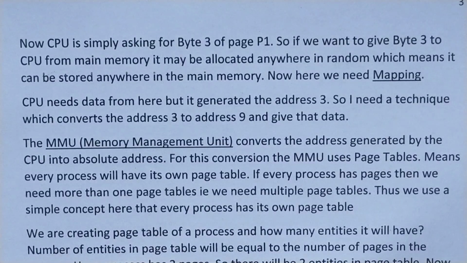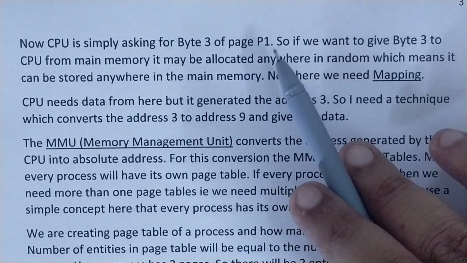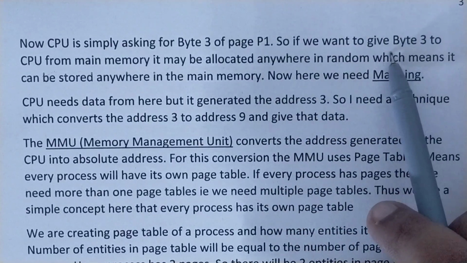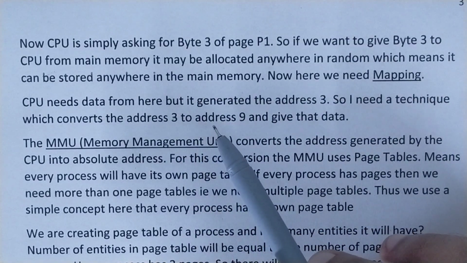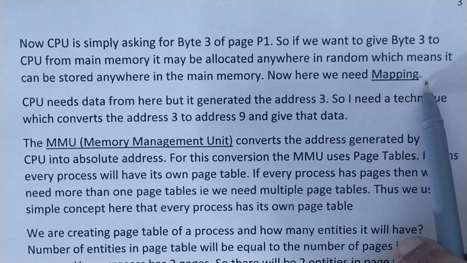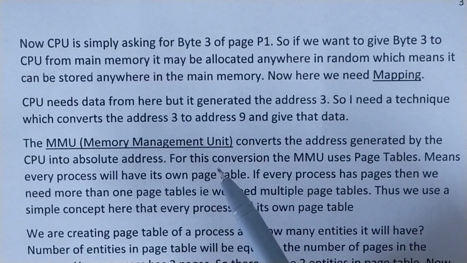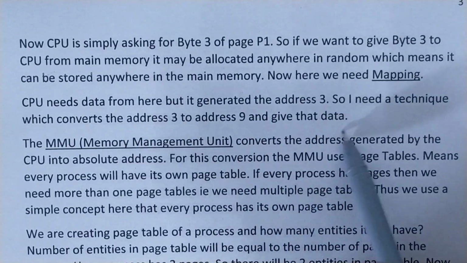Now the CPU is asking for byte 3 of page P1. So if we want to give byte 3 to the CPU from main memory, it may be allocated at random, which means it can be stored anywhere in the main memory. So the concept of mapping comes into the picture. Now when the CPU needs data, it generates the address 3. So it needs a technique that converts address 3 to address 9 and gives that data back to the CPU.